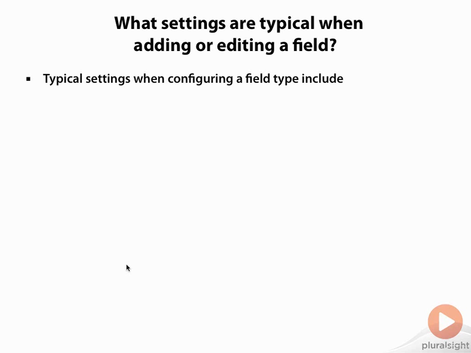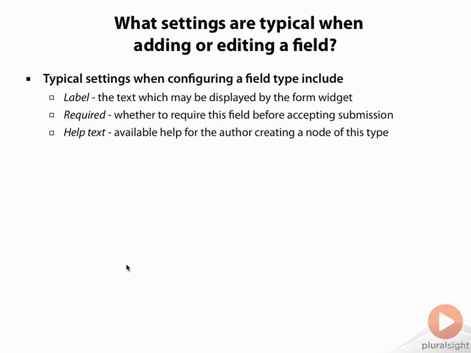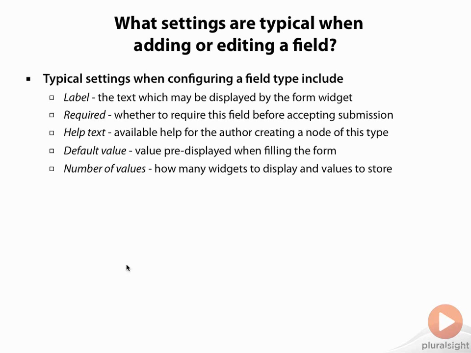When you go to add or edit a field, certain settings will always be there, like the label, the text which would be displayed by the widget, whether it's required, help text to describe what should be put in this particular field, a default value if you wish to provide one, and perhaps a number of values. You can say that you want anywhere from 1 to 10, or an unlimited number, of fields of this particular type to appear on the form. As an example, perhaps you have a book content type like we're looking at, but you need to support any number of authors and you want each author to appear in a different field. As we'll see later, that's a good example for an unlimited number of values for that particular field.